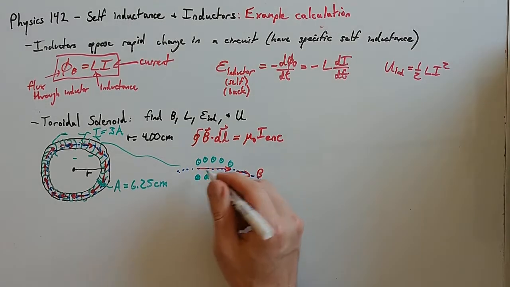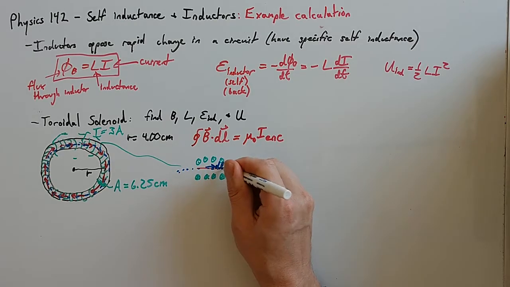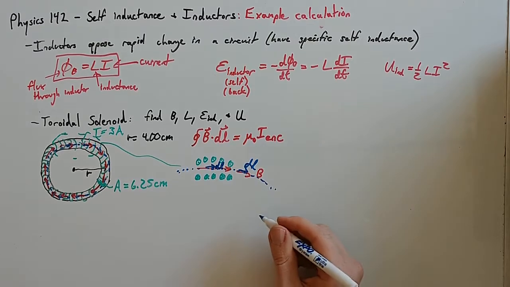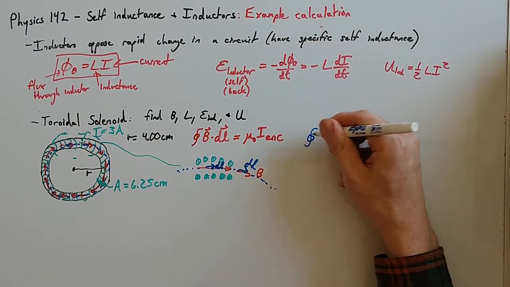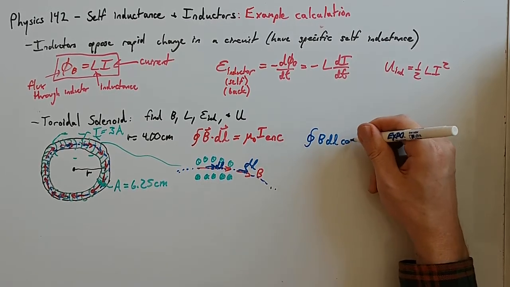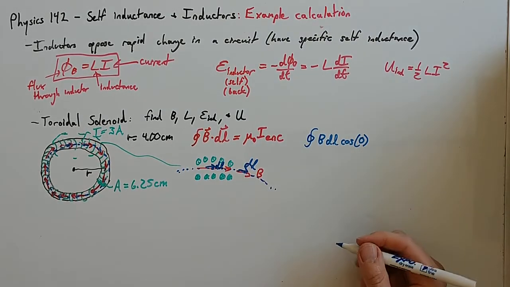And if I do that, every step that I take along the path, if I draw on some dl vectors, they're always going to be in the same direction as B. So when I do the dot product, I have B times dl times the cosine of the angle between them. The angle between them is always going to be 0.